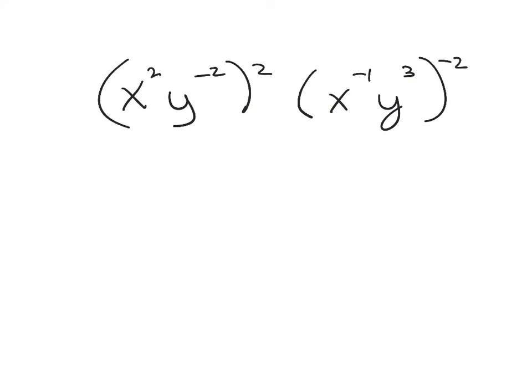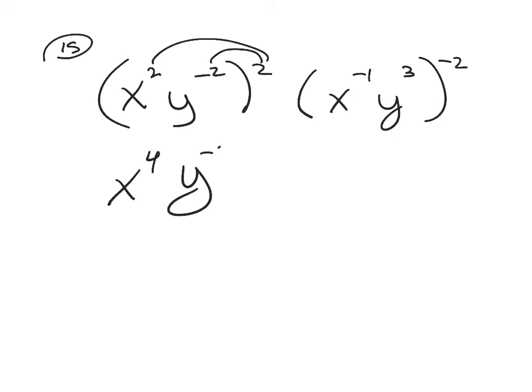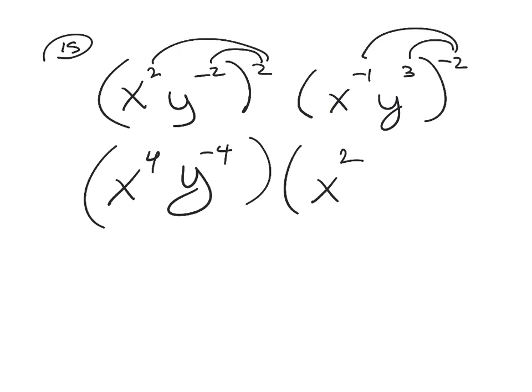So I'm going to go ahead and multiply 2 times 2, get x to the fourth. 2 times negative 2 gives me y to the negative fourth. Then 2 times negative 1 gives me positive 2. And 2 times 3 gives me negative 6.